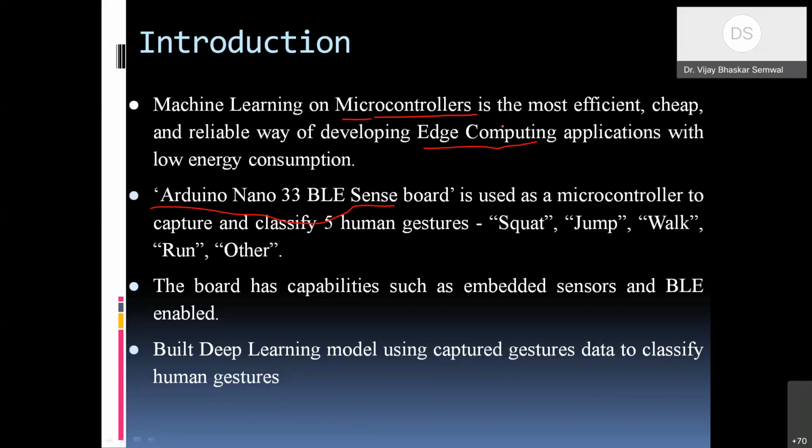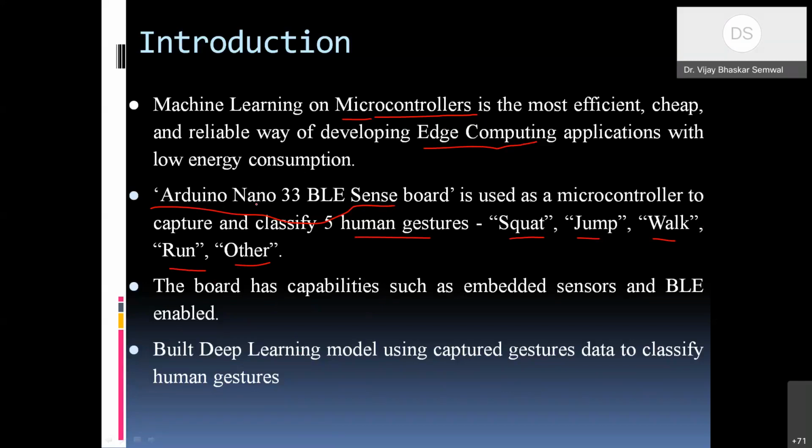The Arduino Nano 33 BLE Sense microcontroller is the most effective, cheap, and reliable way of developing edge computing applications, because it costs only 3,000 rupees, and you can build an entire solution for human health monitoring with low energy consumption. The limitation is that we have very limited energy. I've used the Arduino Nano 33 BLE Sense board to capture five gestures: squat, jump, walk, run, and other. This is only for lower extremity data, so I consider only exercises related to the lower extremities.